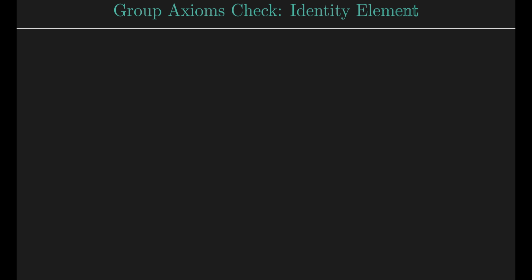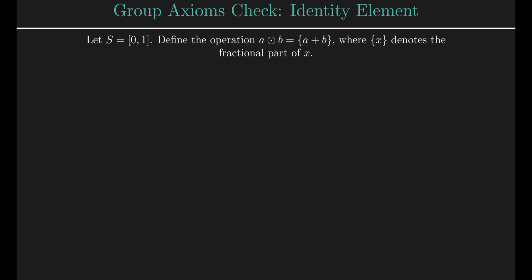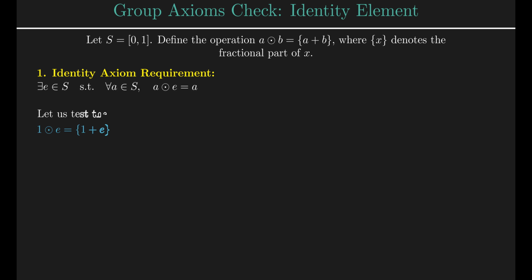Let's test these axioms on a more deceptive example. Consider the set S, defined as the closed interval from 0 to 1. Our operation is the fractional part of the sum. This maps any number back into the interval 0 to 1, so it seems well behaved at first glance. However, let's check the identity axiom. We are looking for a neutral element E, such that for any input A, the operation returns A unchanged. To prove this fails, we only need one counterexample. Let's test the boundary element, where A equals 1.